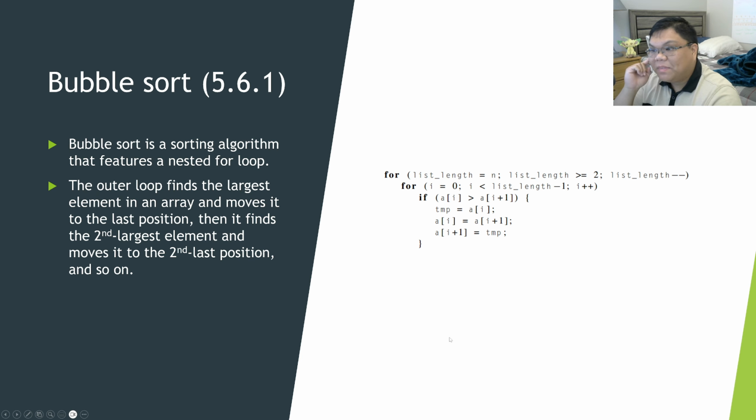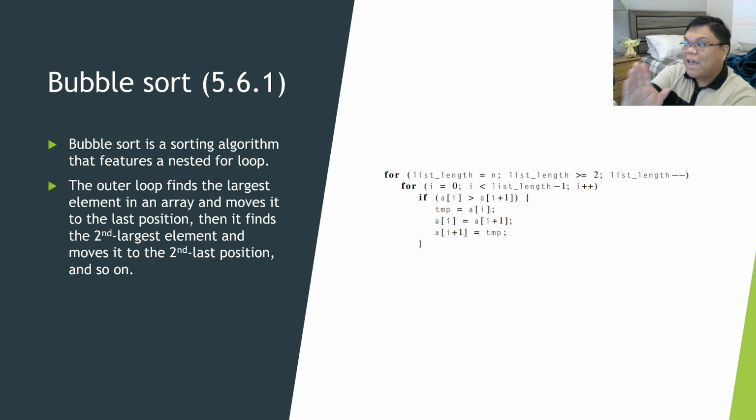Bubble sort is a sorting algorithm that features a nested for loop. I guess one thing I could do as well is give you a YouTube link to an animated version of bubble sort. It's called bubble sort because the largest values are said to bubble up to the top of the array. And by the top of the array, I mean the end of the array.